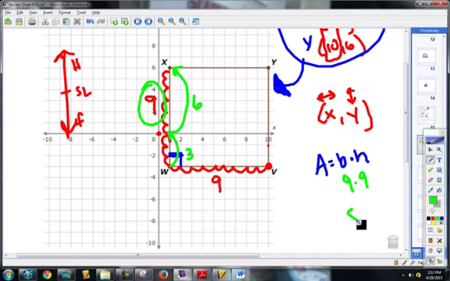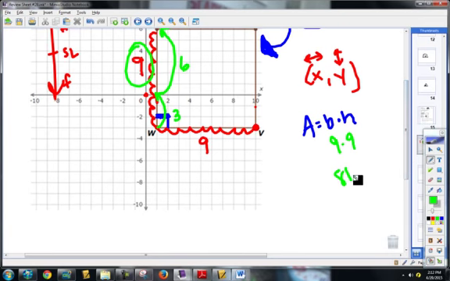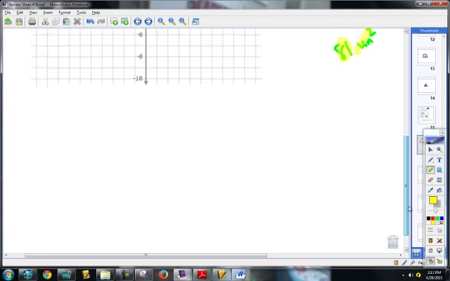9 times 9 is 81. Then, of course, we must have units. Now, there is no inches, centimeters, meters, miles, any of that stuff. We're just going to call it units squared, just like that. So, again, 3 points. Formula, answer, units. Okay?